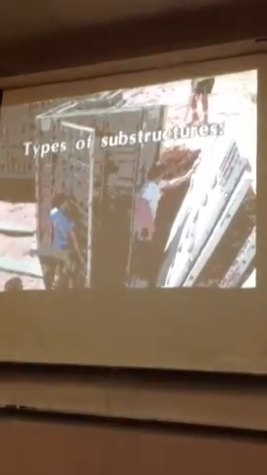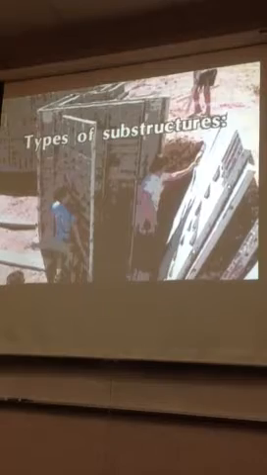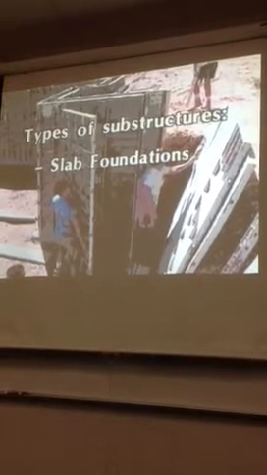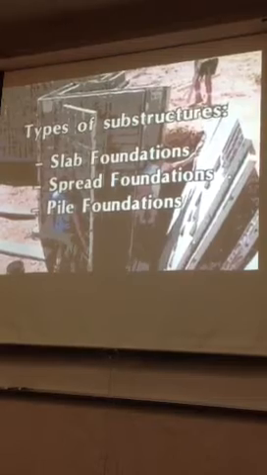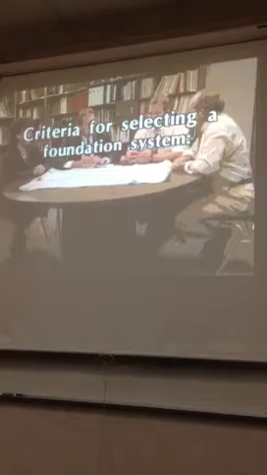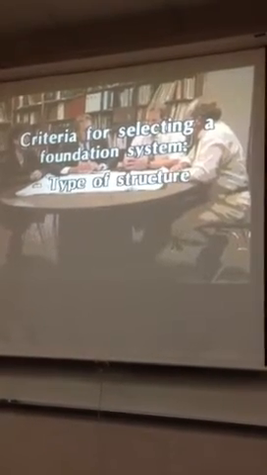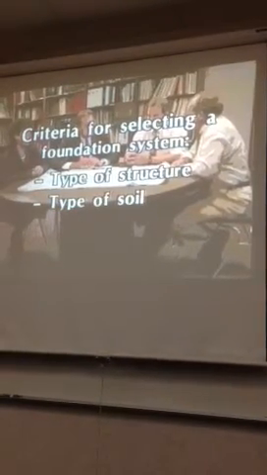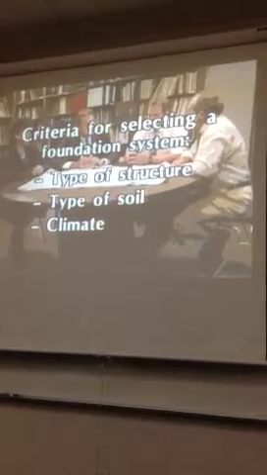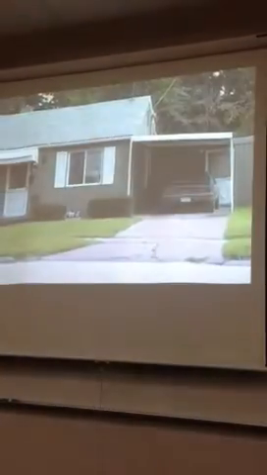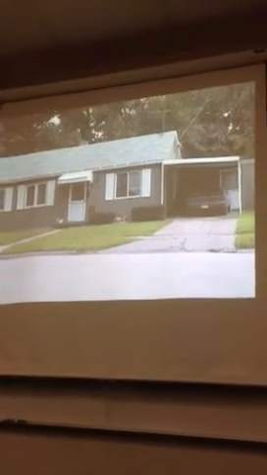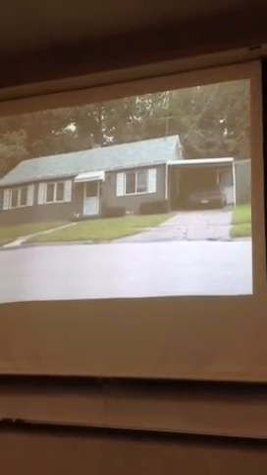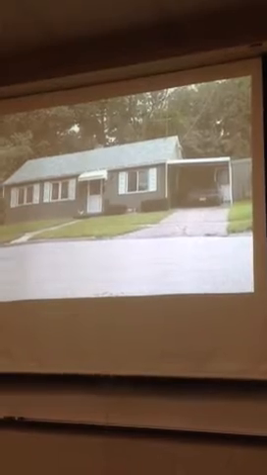In all, there are 3 different kinds of substructures: slab foundations, spread foundations, and pile foundations. How do architects know which type of foundation to put in? They consider a number of elements: the type of structure, the type of soil, and the climate in which they're building. Slab foundations are best for small, lightweight structures where the soil is soft or has a lot of groundwater.